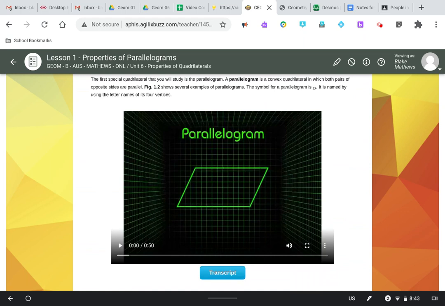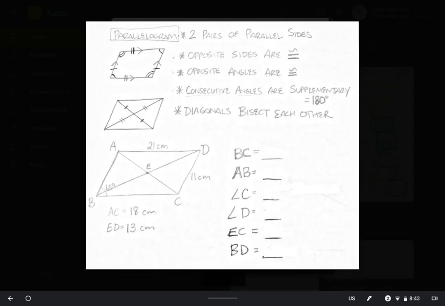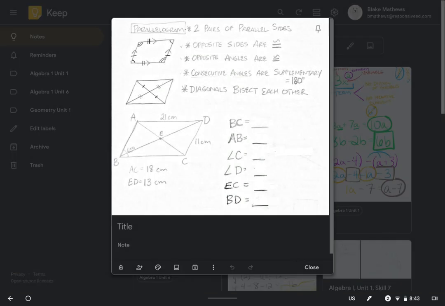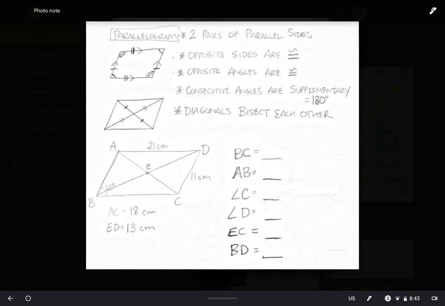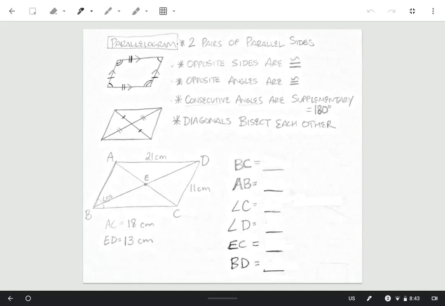So I'm going to jump over to another tab where I've got a little notes page that I will be able to share with you that shows kind of a summary of the 5 main properties of parallelograms that you need to know. So I'm going to kind of draw on here as we go along. So I'm just going to run through these 5 points and then we'll apply them down below in this diagram.